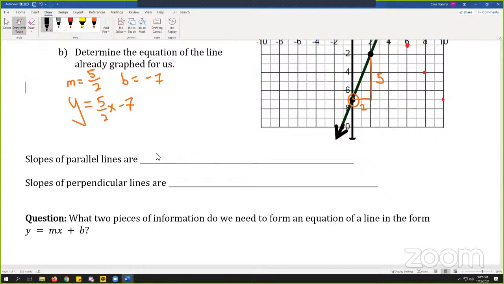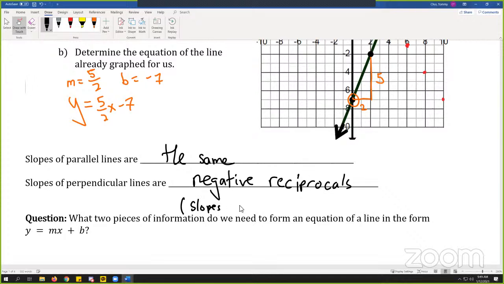Parallel lines, slopes are the same. And for perpendicular lines, the slopes are negative reciprocals. And if you want to write in brackets, slopes multiply to give -1. Okay, that's important. So if you ever have any doubts, you can multiply the two slopes and see, does it give you -1?